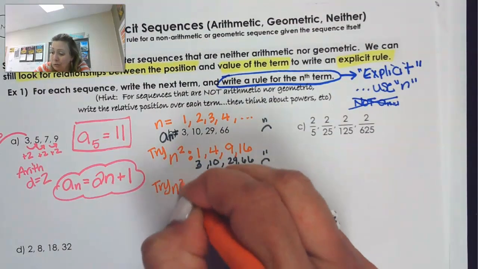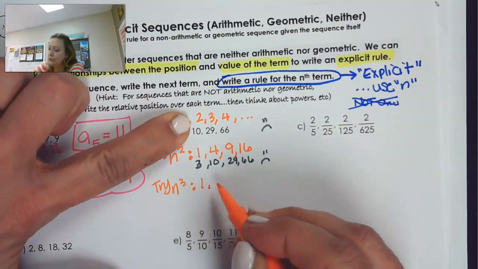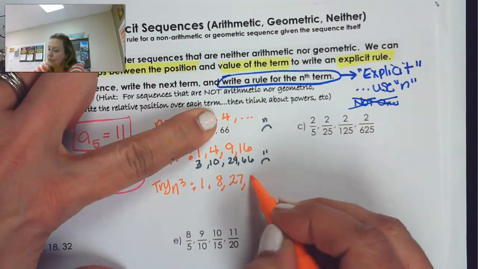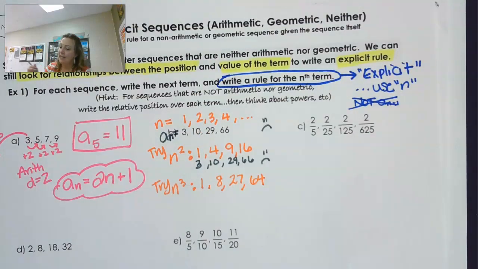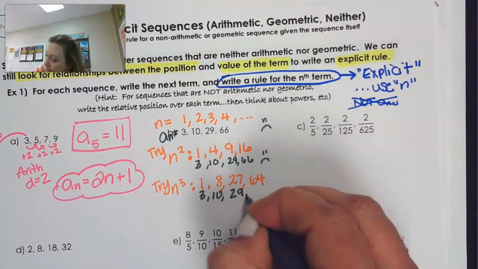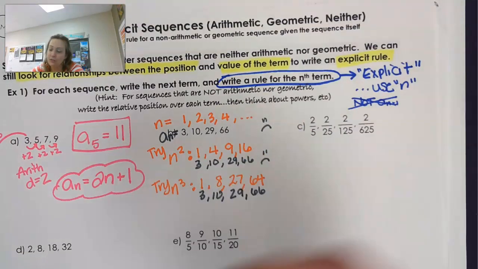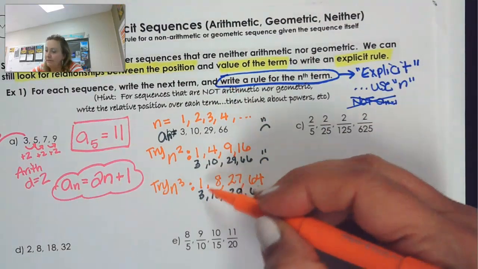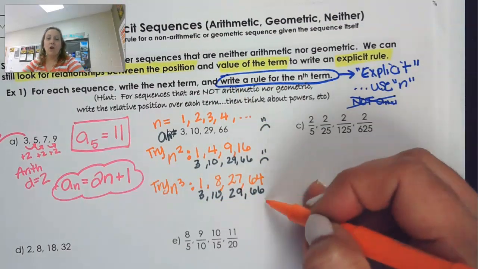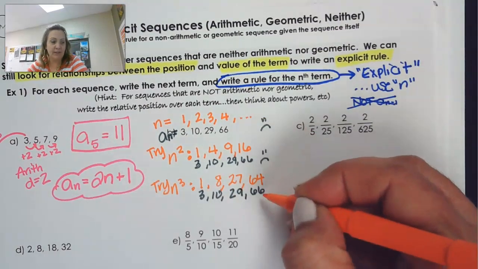Let's maybe try n cubed. So 1 cubed is 1, 2 cubed is 8, 3 cubed is 27, 4 cubed is 64. And then again, I'm going to compare them to those original numbers, the values of the sequence: 3, 10, 29, 66. So is there anything I can do to get from 1 to 3, from 8 to 10, 27 to 29? Oh my goodness. All I need to do is take these, and these are 2 more than that.